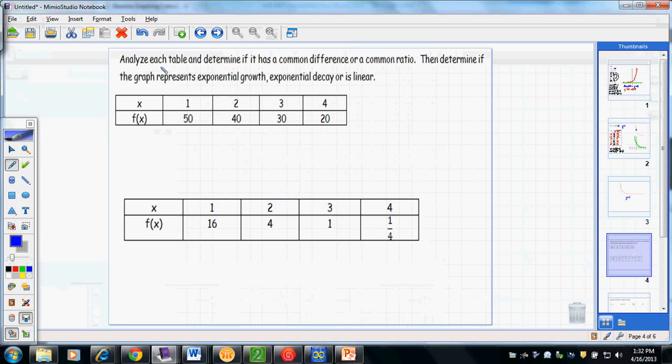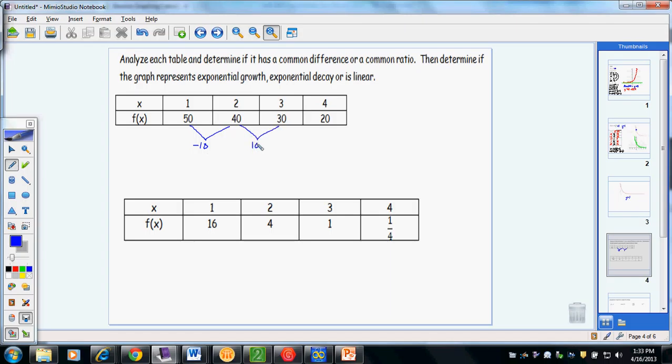All right, so this one right here says analyze each table and determine. Let's make sure that we did everything we needed to do over there. Yeah, we did. Analyze each table and determine if there is a common difference or common ratio. Then determine if the graph represents exponential growth, decay, or is linear. Okay, so again, let's look at this. How are we getting from the first to the second term, second to the third term? Well, we are subtracting 10. So when we add or subtract, we have a common difference, which is negative 10.